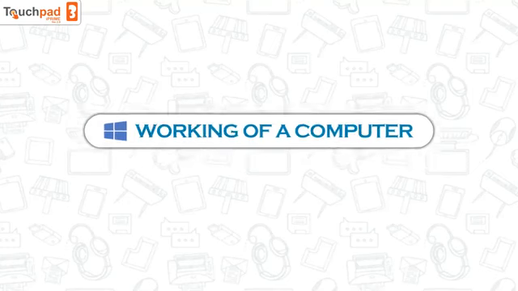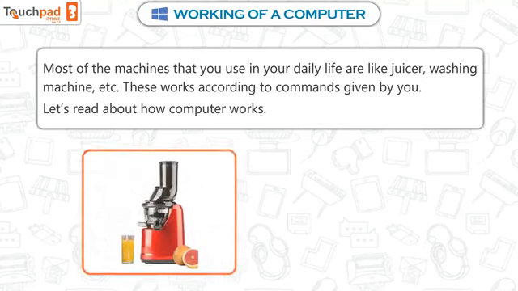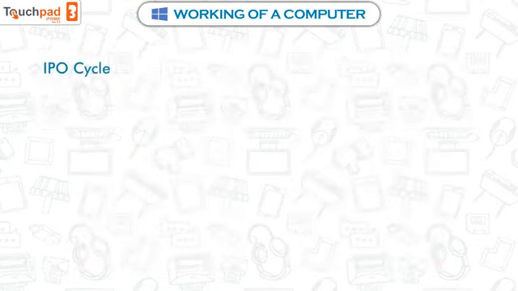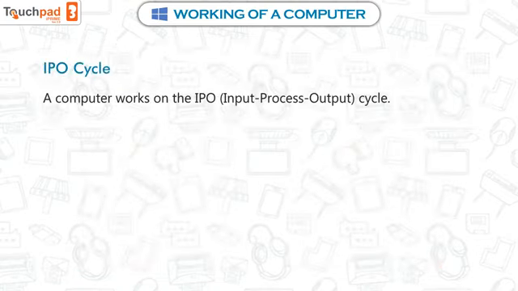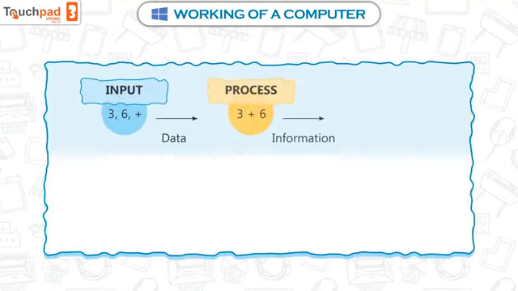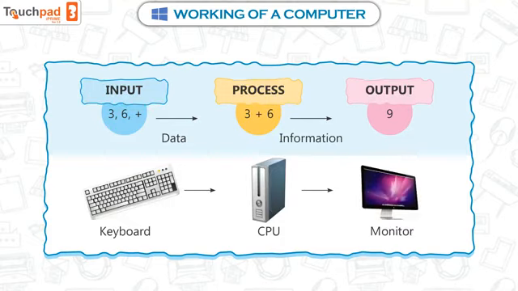Working of a computer. Most of the machines that you use in your daily life, like juicer, washing machine, etc., work according to commands given by you. Let's read about how a computer works. IPO cycle. A computer works on the IPO, input process output cycle. Input: 3, 6 plus, data. Process: 3 plus 6, information. Output: 9. Keyboard, CPU, monitor.